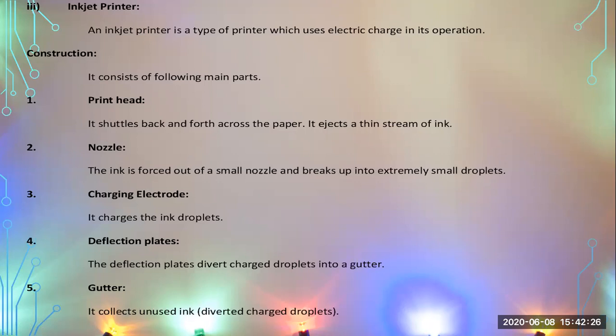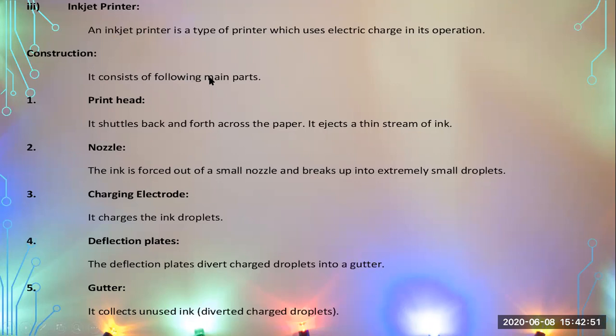But in this case, why is it called an inkjet printer? Because ink is used. An inkjet printer is a type of printer which uses electric charge in its operation, but the source of motion of the charge will be the ink. Now see the construction.